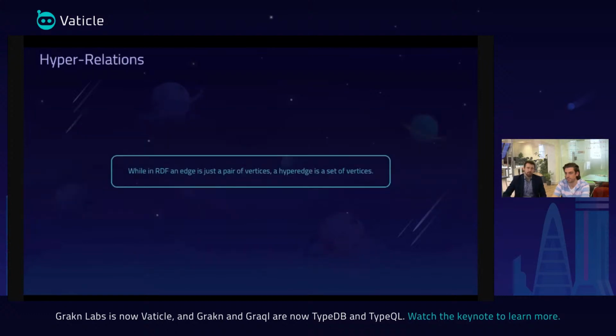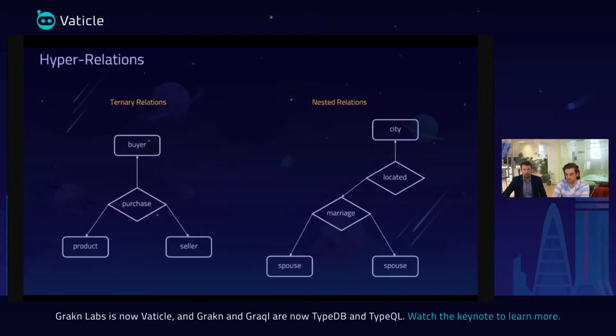And another key thing of the type system in TypeDB is the implementation of hyperrelations. So while in RDF an edge is just a pair of vertices, a hyperedge becomes a set of vertices. And an example of a hyperrelation is what we see here on the left. We've got three things in one relation. We've got a buyer, we've got a seller, and we've got a product, one relation, and that relation is of type purchase.